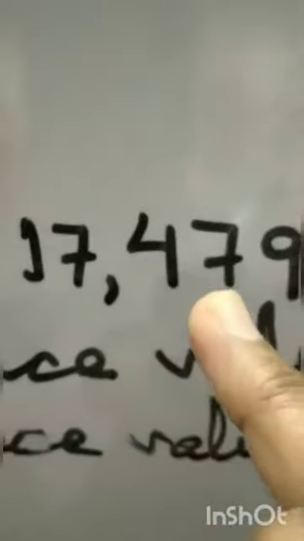The place value of second 7 is, see, the second 7 is in the tens place, so the place value will be 70. Now the difference between 7,000 and 70: 0 minus 0, 0.